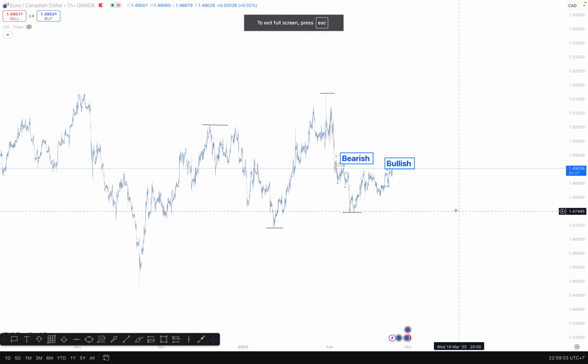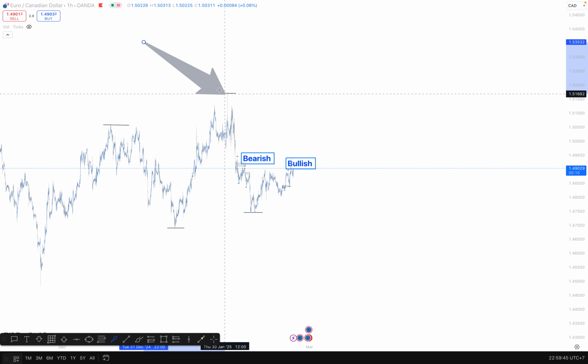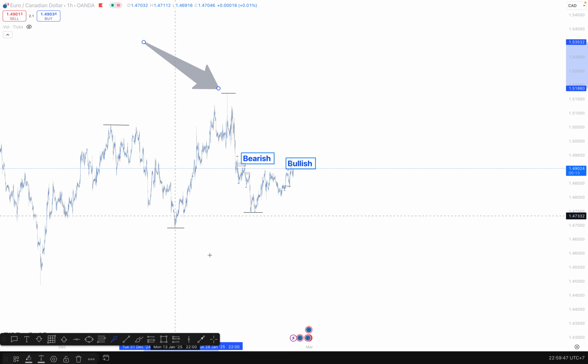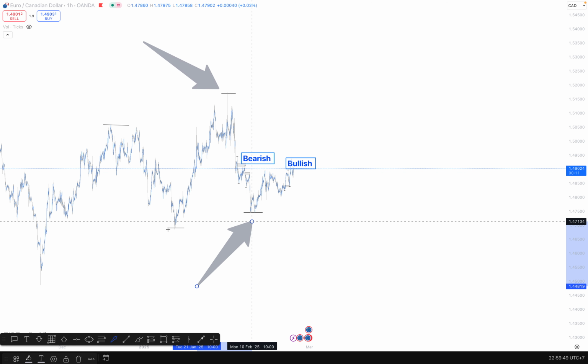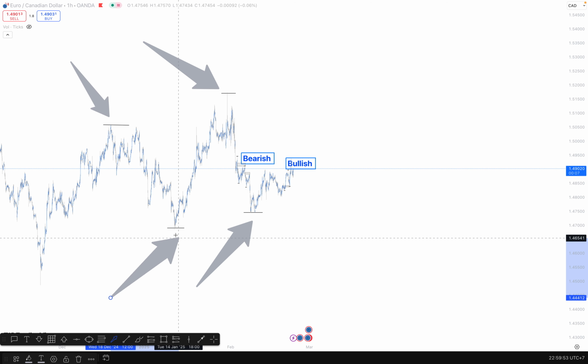On the 1 hour, I take price action and put it all the way to the left, and once I do that, I can identify my current highs and lows that maintain market structure. So we have this, which is our current high, we have our current low here, and we have our previous high and our previous low, giving us 4 pieces of market structure total.